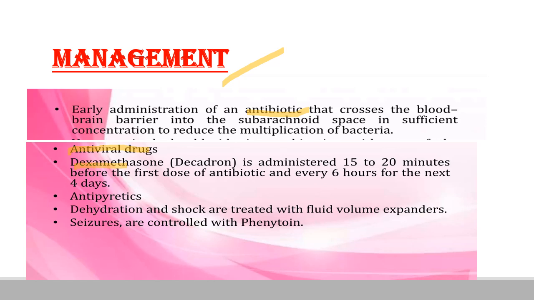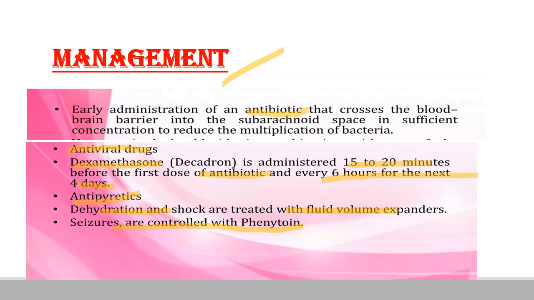Then dexamethasone, a corticosteroid, is administered 15 to 20 minutes before the first dose of antibiotic, and every 6 hours after for the next 4 days. Then antipyretics for symptomatic management, dehydration treatment by IV fluids, and seizures are controlled with phenytoin. Some isolation is also given for the meningitis patient, that is for the first 48 hours after starting antibiotic.